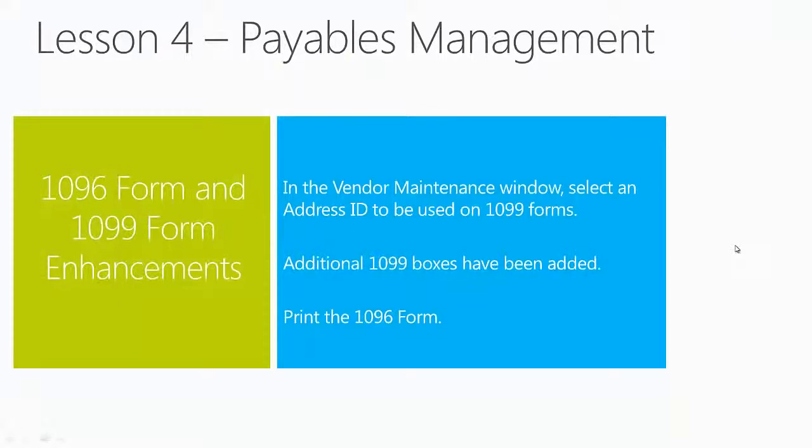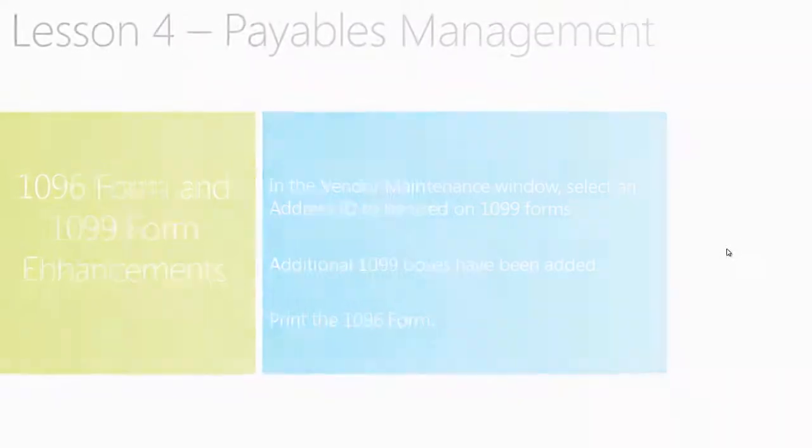Lesson 4 for Payables Management. In this lesson, we will look at the addition of the 1096 summary form, as well as enhancements made to the 1099 form. These include a separate address ID on the vendor maintenance window to be used on the 1099 forms, as well as additional 1099 boxes available, and the ability to print the 1096 summary form. Let's go to Microsoft Dynamics GP and look at these new enhancements.